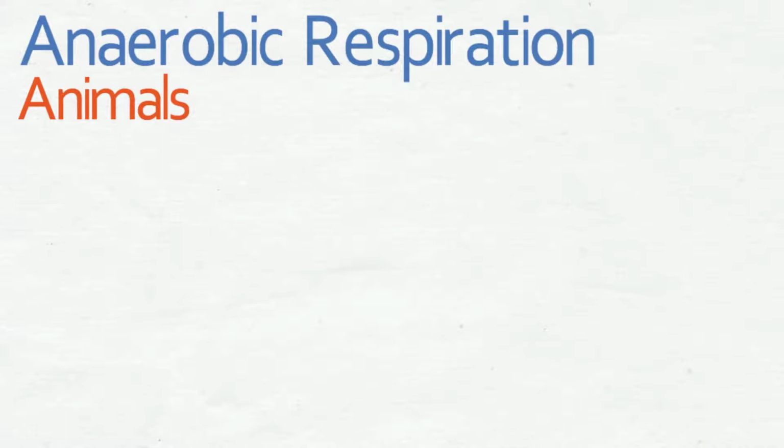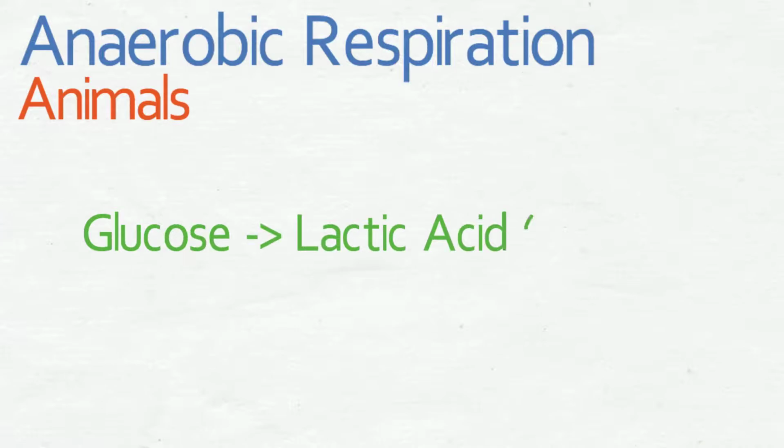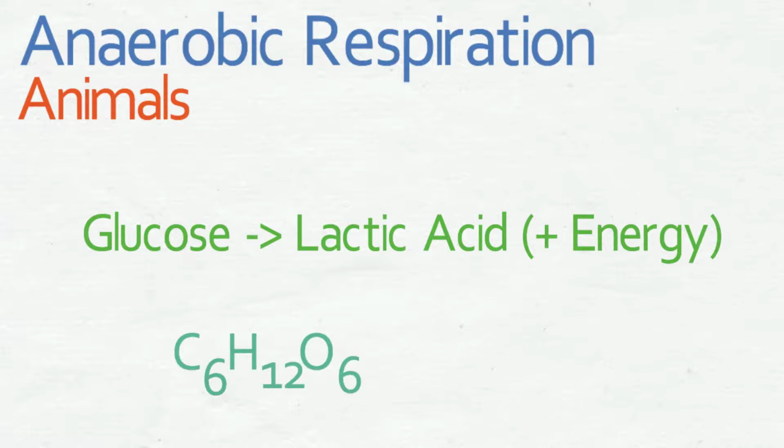Anaerobic respiration in animals is the breakdown of glucose without oxygen. So glucose breaks down to give us lactic acid and energy. The formula for glucose is C6H12O6, and this breaks down to give us 2 lots of lactic acid, and lactic acid is C3H6O3. There is a separate video that looks at anaerobic respiration in humans and animals in more detail.